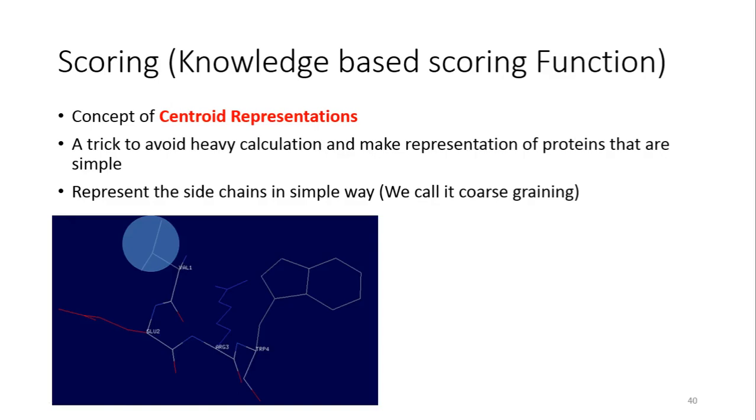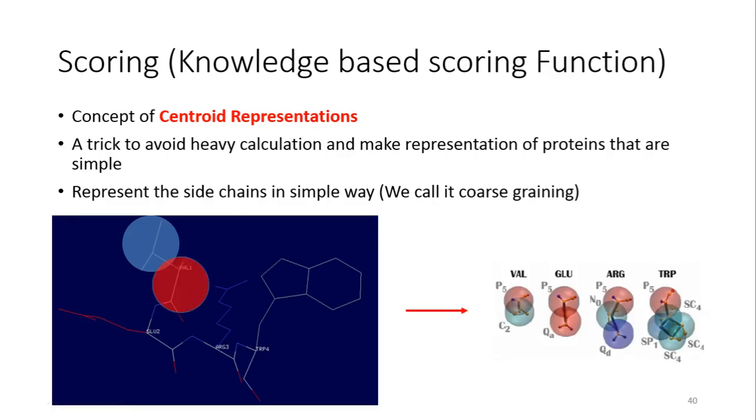Okay, so what we are doing over here is that we are trying to figure out a certain representation that would include the side chain, but also enable us to have flexibility in the backbone as well. Okay, so this is called coarse graining.